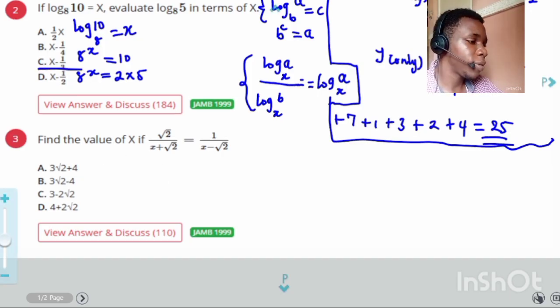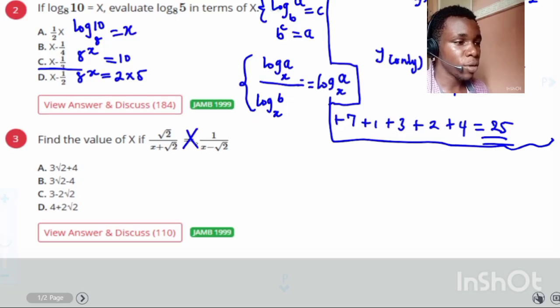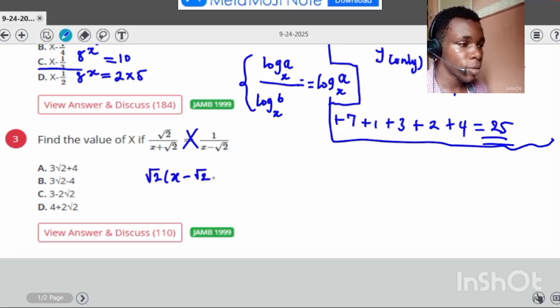All right. So the next thing we might be talking about is the Surd expression. For the Surd expression, we have: find the value of x if root 2 over x plus 2 plus x over x plus root 2 is equal to 1 over x minus root 2. So if we were to find the value of x, the first thing I will always suggest is to cross multiply. All right, we cross multiply where everything here gets to multiply the numerator. So we have here root 2 all in the bracket x minus root 2, bracket close.